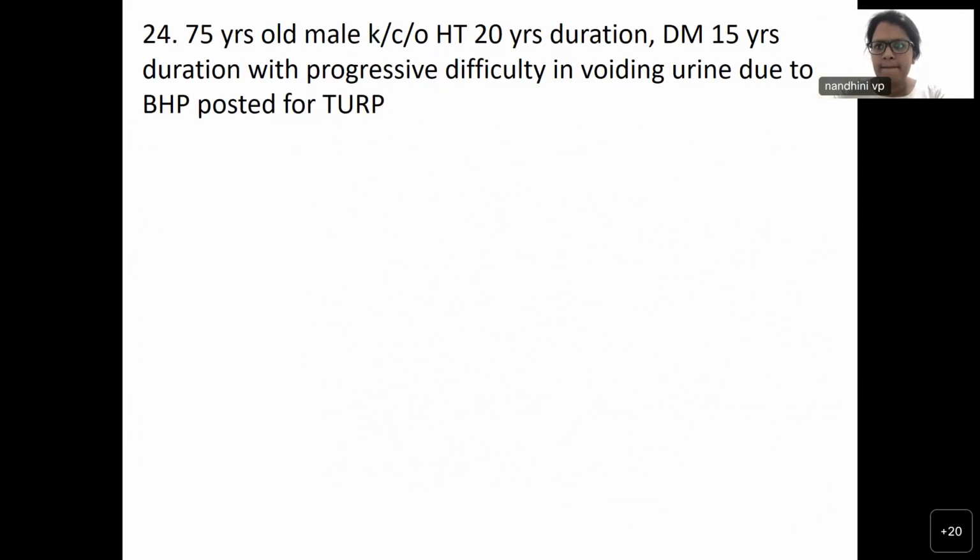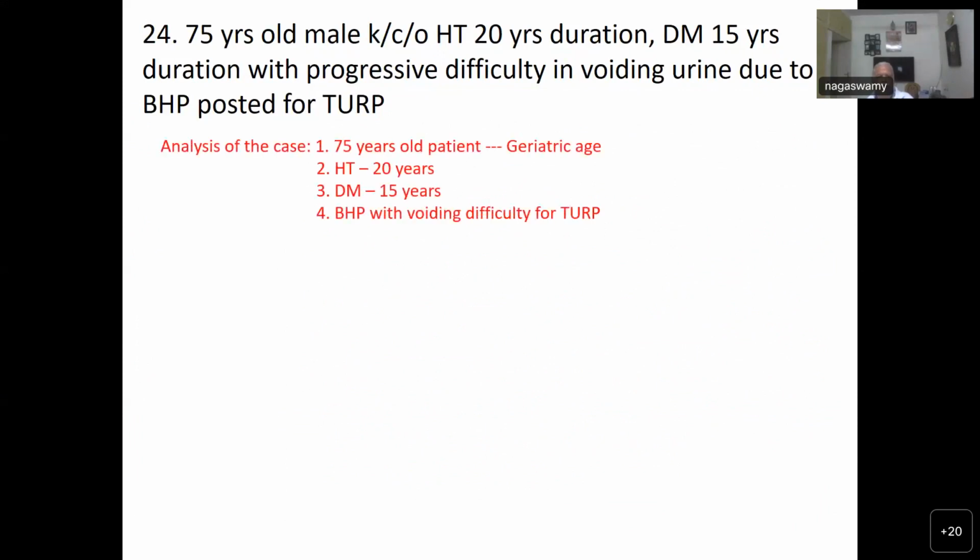75 years old, known case of hypertension, 20 years duration, diabetes 15 years, with progressive difficulty. Always analyze the case. 75 years old patient, geriatric age group. This much simple answering is enough. You need not give an elaborate answer. Hypertension 20 years with attendant complications or organ dysfunction. Diabetes 15 years, which is another comorbidity. BHP is voiding difficulty posted for TURP.